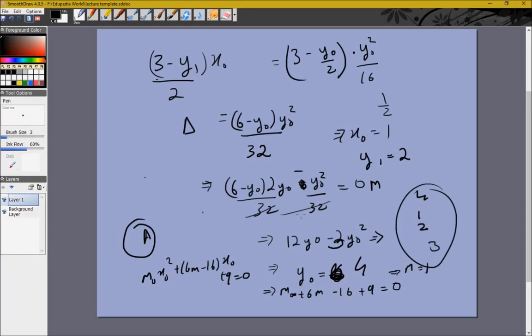So this completes solutions for the 2013 JEE Advanced Maths Paper 2.